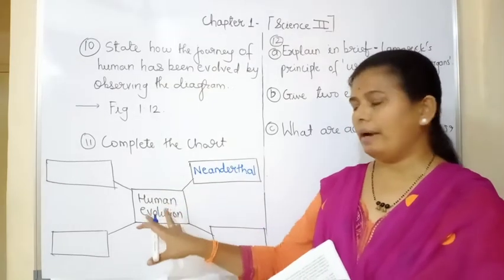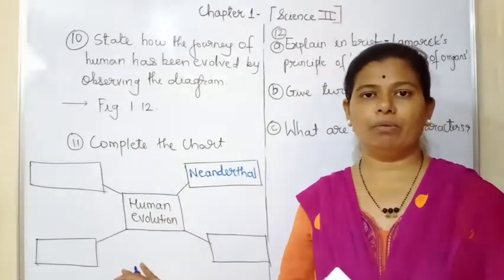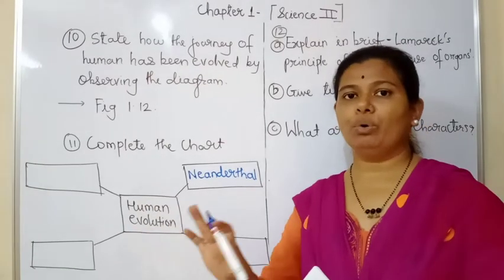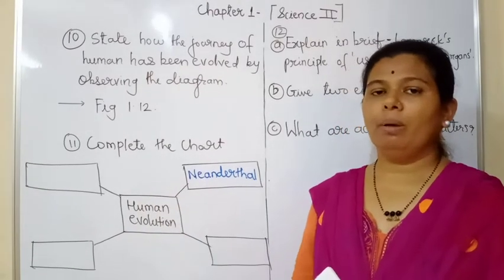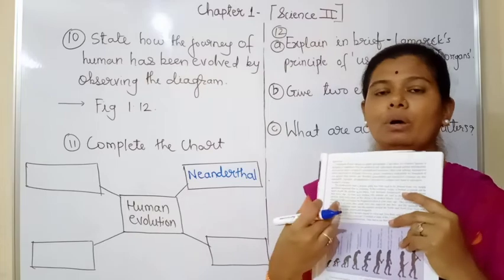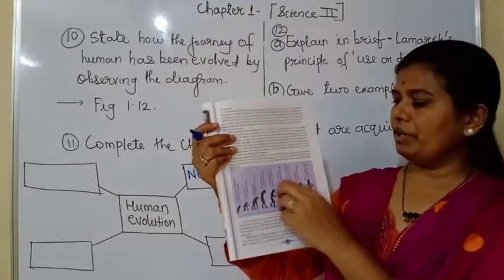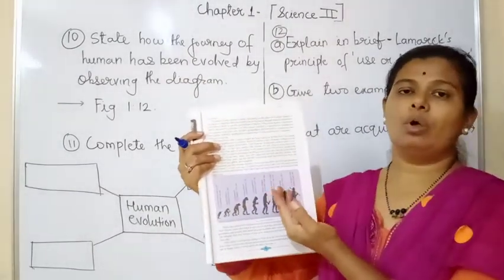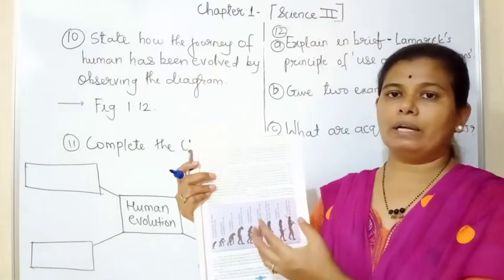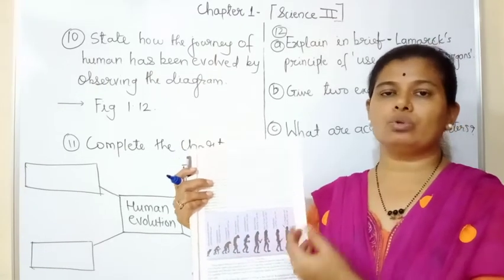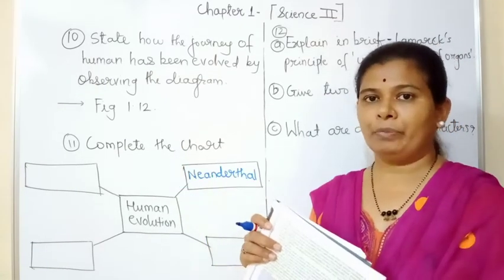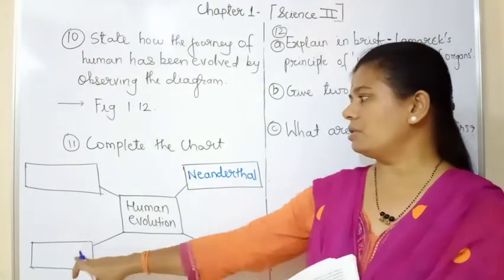That is the complete-the-chart question, and in the center, human evolution will be given. To complete this activity, no diagram will be given to you. But I am telling you that you have to learn the names given for the different stages of human beings. They have given 9 stages, so you have to learn at least 6, and you have to fill up this chart.